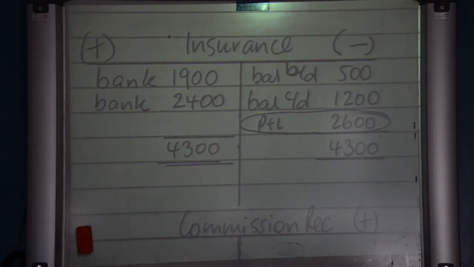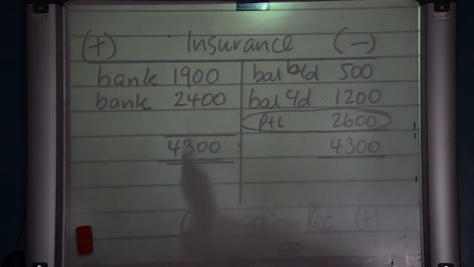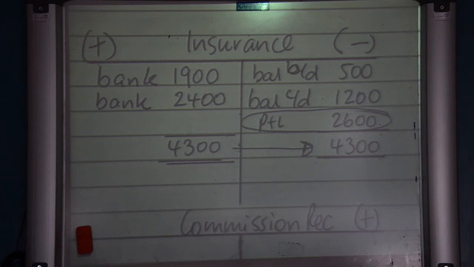Okay, so there's your insurance account. It should be balanced up like that. Remember, my debit side was bigger. It should always be bigger because it's an expense. So I've made the balance 4,300. I put the balance here, and then I just simply worked out the difference. What did I have to put in there to add it to 4,300? Well, it's my profit and loss item.